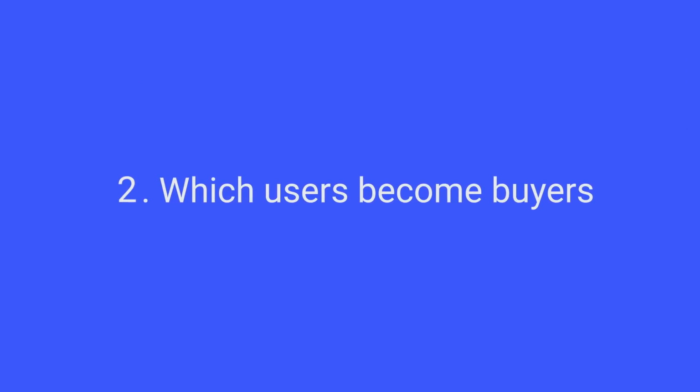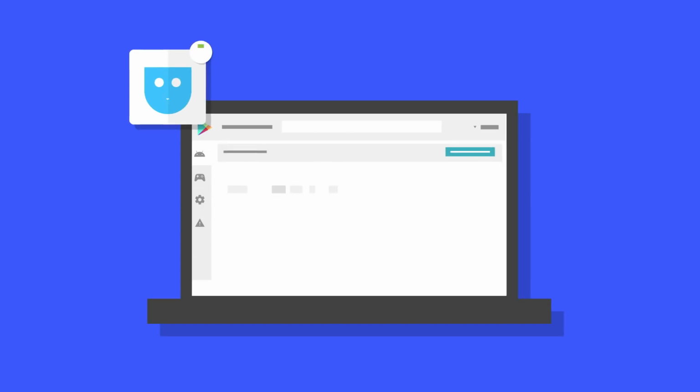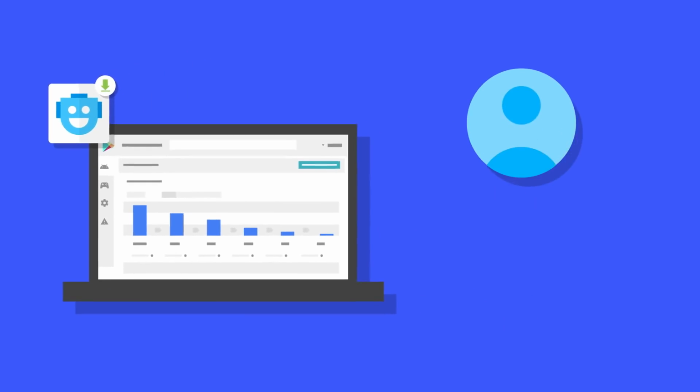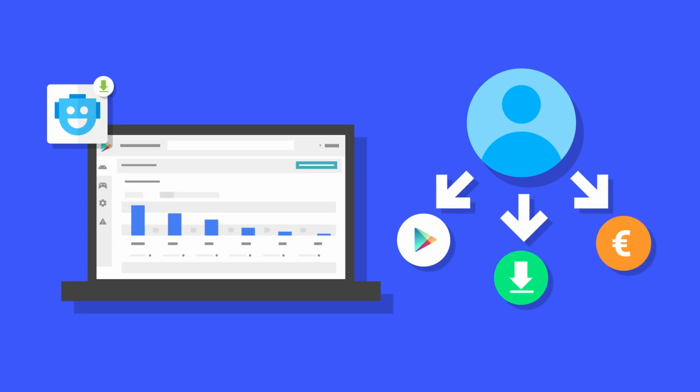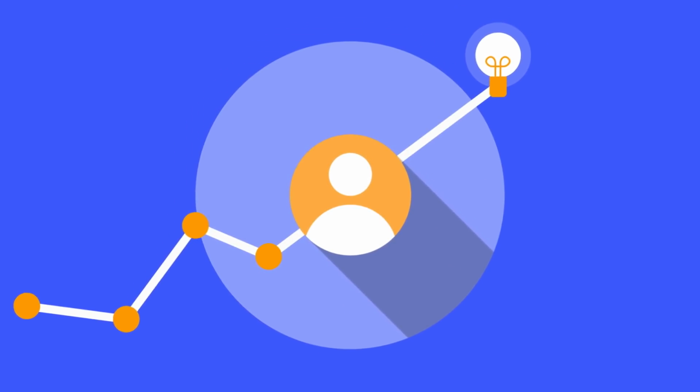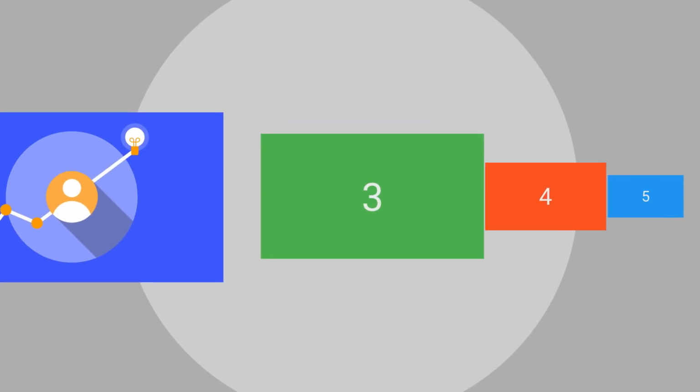Which users become buyers? The User Acquisition Performance Report also includes buyer data, so you can see which users are going on to make purchases in your app. You'll see where your most valuable users come from and can determine what affects your installs from each channel, so you can better understand where to focus your efforts.